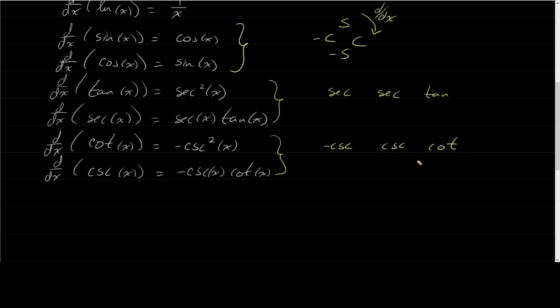If I start with this one right here, and I take the derivative of cotangent, I'm left with negative cosecant times cosecant. If I start with the middle one, and I take the derivative with respect to x of cosecant, I end up with negative cosecant times cotangent. So that's the way that you want to remember those. All right.